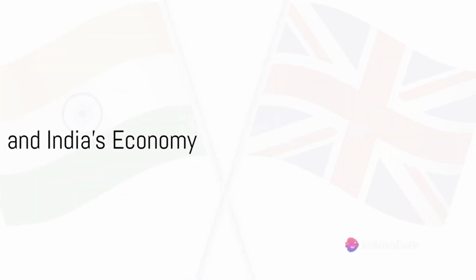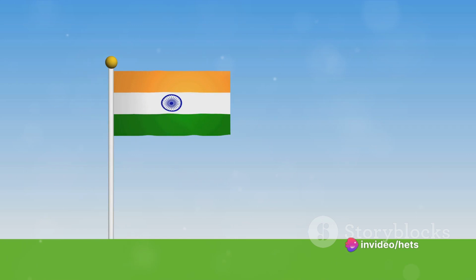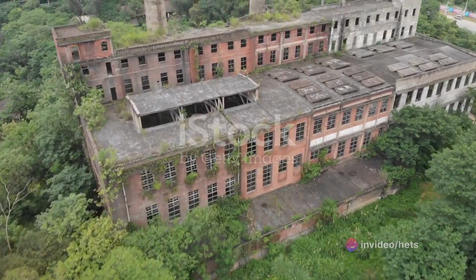Begin the journey in the early 1900s, when India was under British rule. This was a period characterized by the systematic exploitation of India's resources by the British. The British Raj, as it was known, extracted wealth from India, causing a significant decline in India's share of the world economy. Let's delve a bit deeper.